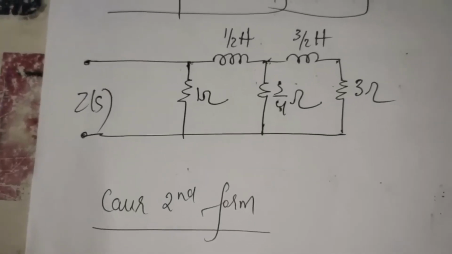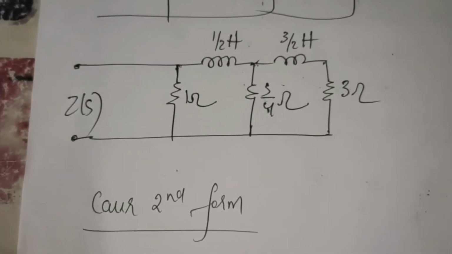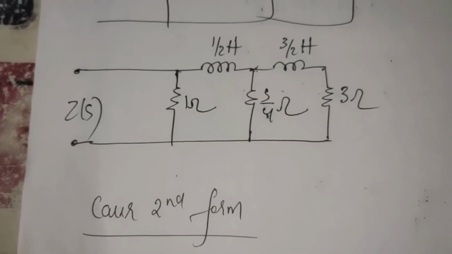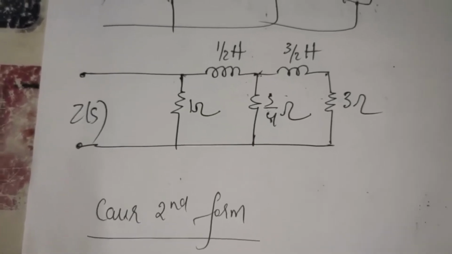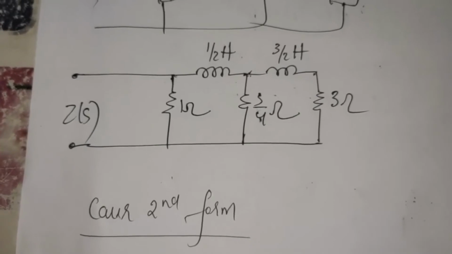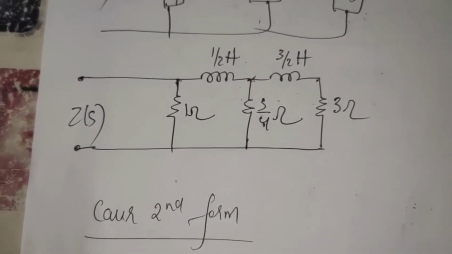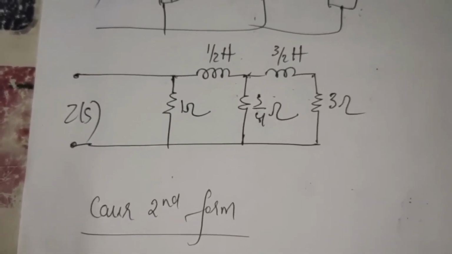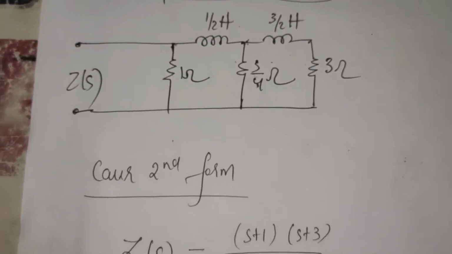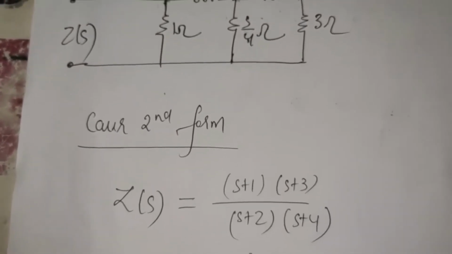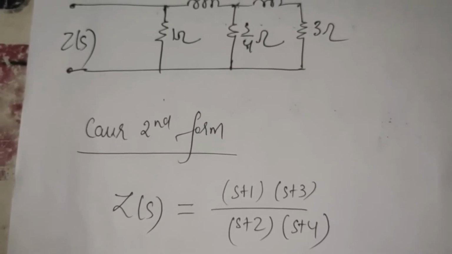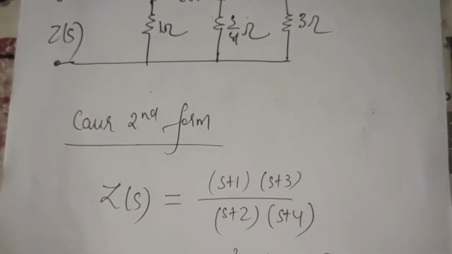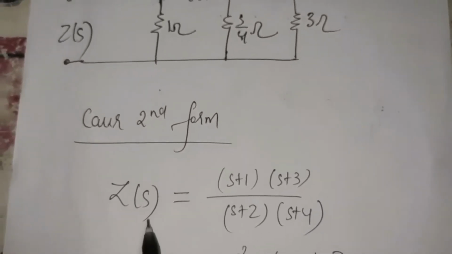The last method is core second form. The main difference between core first and second form is that in core first form, we arrange both numerator and denominator in descending powers of s, whereas in core second form, we arrange both numerator and denominator in ascending powers of s. So this is the given impedance function.